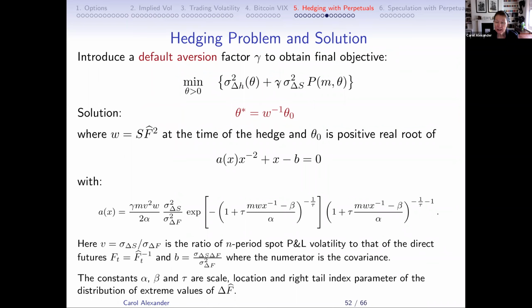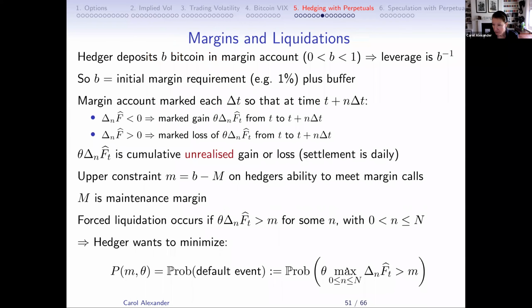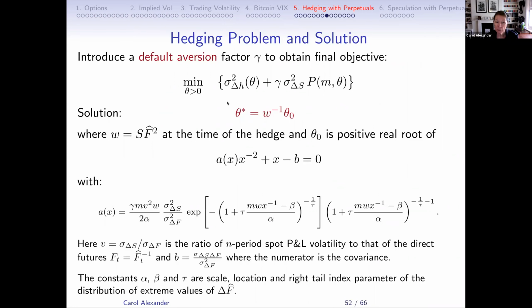And anyway, using the extreme value theorem to calculate this probability, using a generalized extreme value distribution result due to Paul Embrechts, we can derive this optimal theta, and the best way to express it is pretty complex. The derivation is in an appendix of the paper, but this term here comes from the extreme value theorem, and the others is just a lot of algebra.